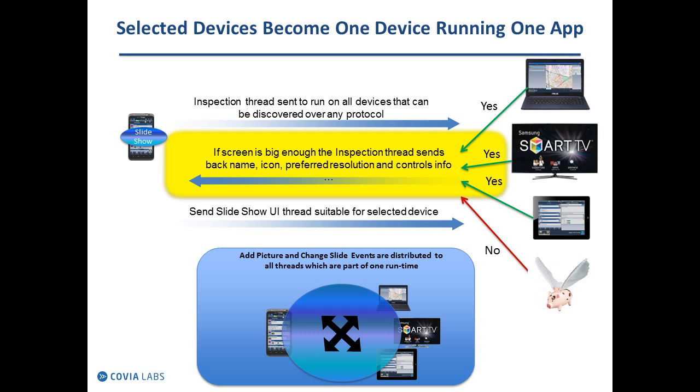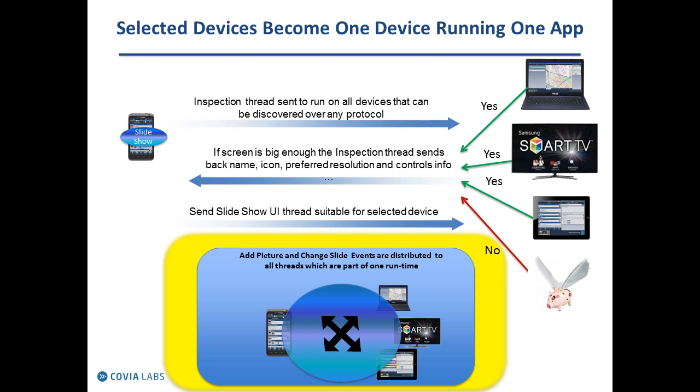After I selected each device from the list, a slideshow UI thread is set to run on each device. When I selected a picture on any device, the application generates an Add Picture event, which is automatically synchronized across all the threads running on all the devices. Each device adds the picture, and we see it on the screen.